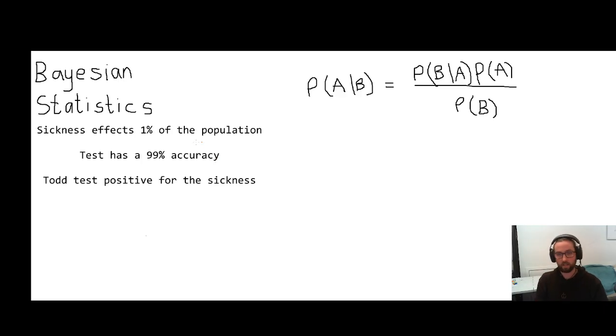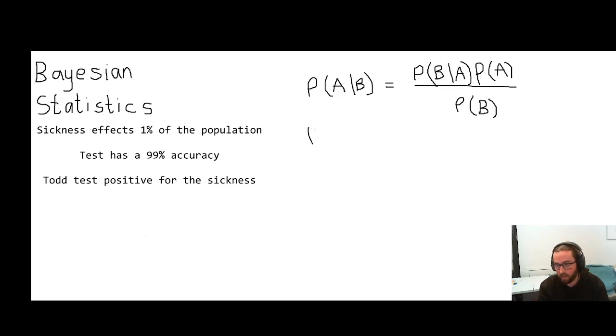First, it's important to state what we mean by 99% accuracy. What this means is that if you do the test on 100 people, for 99% of them, or 99 of them I should say, it's going to give the accurate result. So if you have this sickness, there's a 99% chance that the test will figure it out. But it doesn't mean that if it says you have this sickness, there's a 99% chance that you have it. Hopefully you can see how these are two very different things.